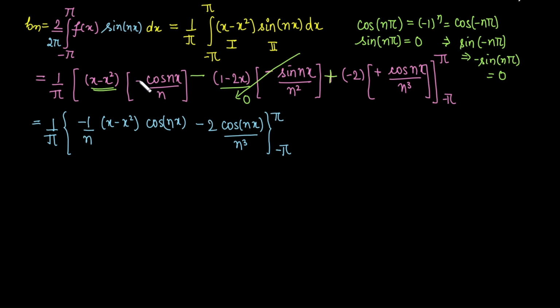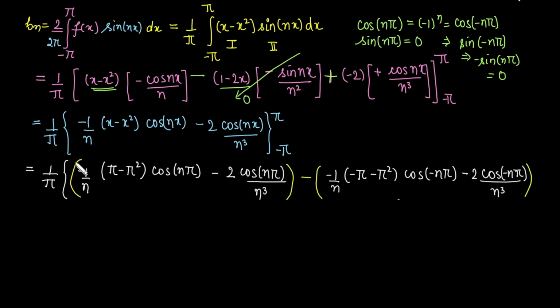So finally we have 1 upon pi as it is. This minus outside, 1 upon n, x minus x square cos nx, and here we have minus 2 cos nx divided by n cube. Now substitute the upper limit as well as the lower limit. So we have 1 upon pi. This is the value of the upper limit, so x is replaced by pi, and even over here and over here, minus lower limit. So minus 1 by n as it is.